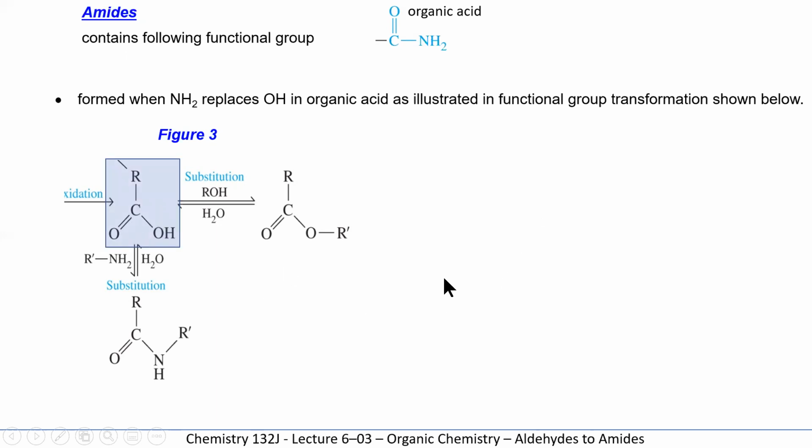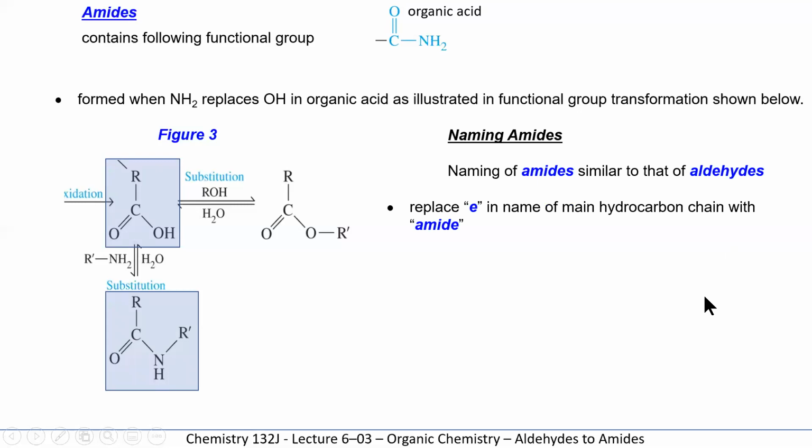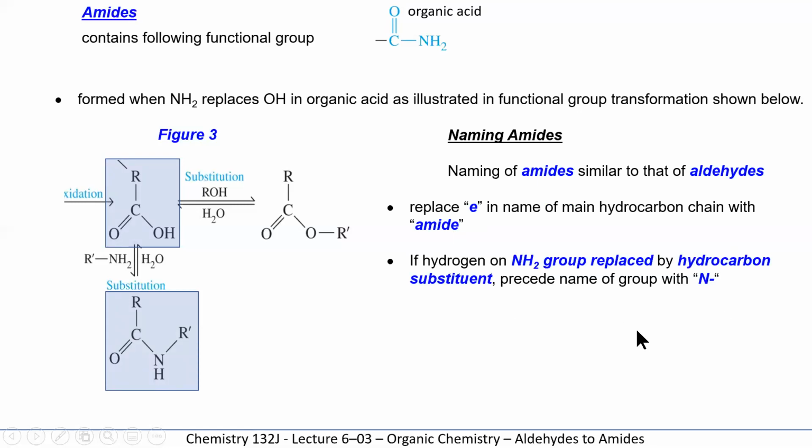So again, here's our acid. We are going to add ammonia or NH2 group to it, and we end up with an amide, a C double bond O NH2. And of course, we can have other groups beside hydrogen attached to that nitrogen. And we'll talk about how we accommodate that in a name. So they're named similar to aldehydes. Again, I said you just drop the E in the name and replace it with amide. And if you replace something on the nitrogen atom, you use the prefix N to indicate the presence of that group attached to the amide. So we'll show you some examples of that.